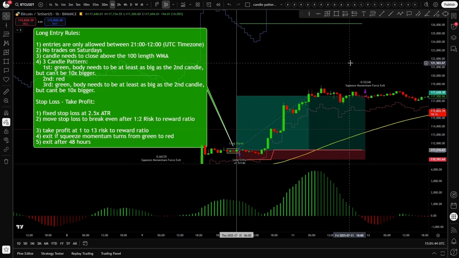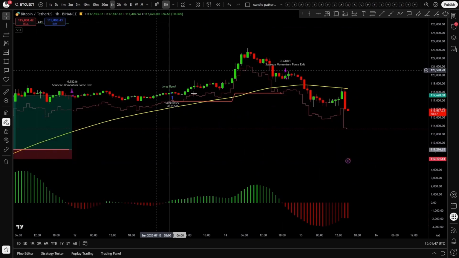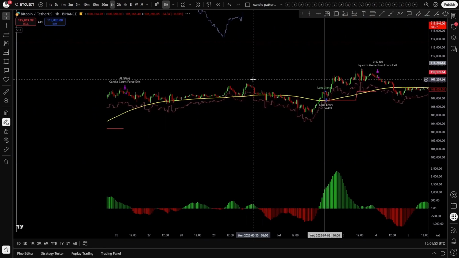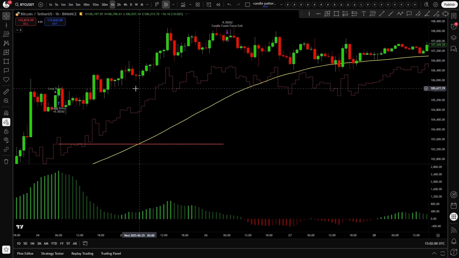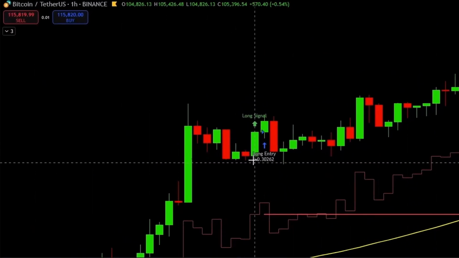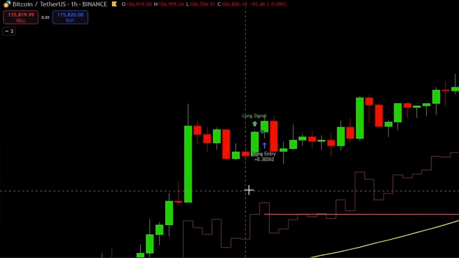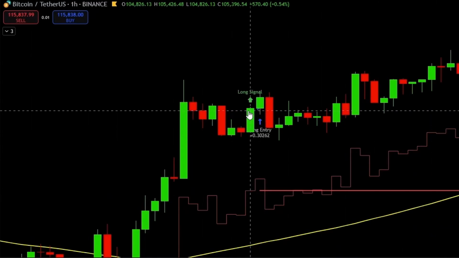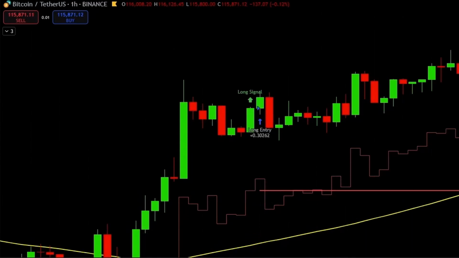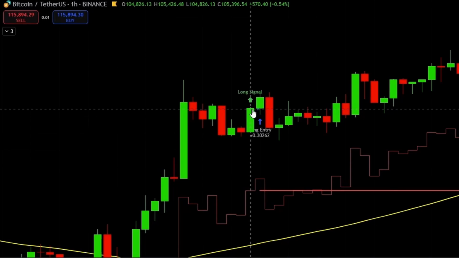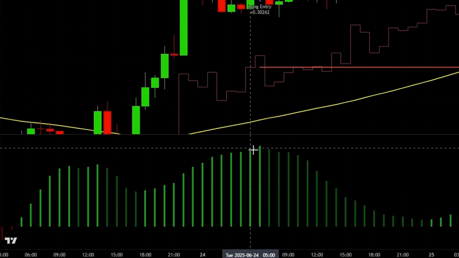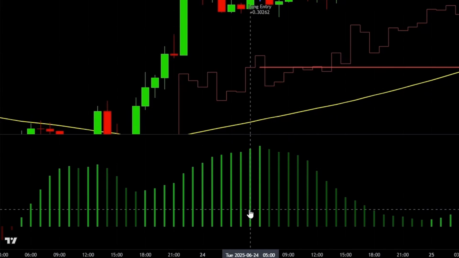Now let's see another trade, then we will take a look at the backtest result. Okay, here we have another valid long entry signal. For a valid long entry, first the entry signal candle needs to close above the 100 length WMA, which is this yellow line. The candle can't be on a Saturday and it needs to be between 9 PM and 12 AM. If you look down on the chart, you can see that this entry signal candle was on a Tuesday at 5 AM, so it is inside the allowed trading window.